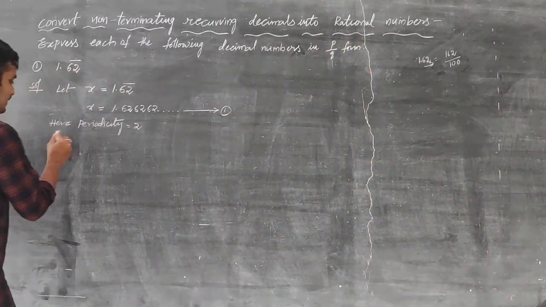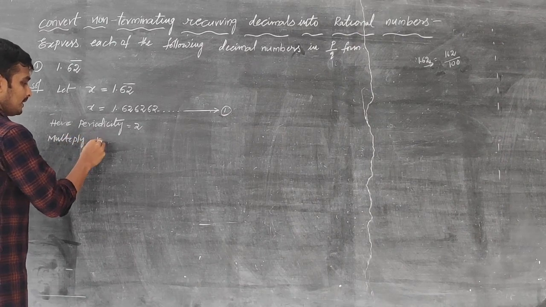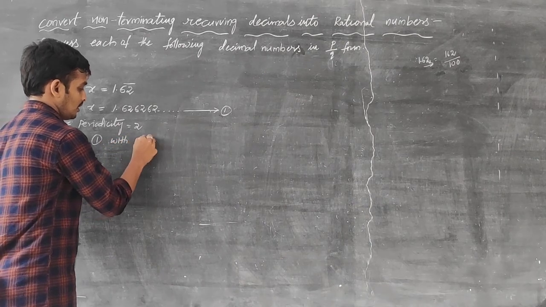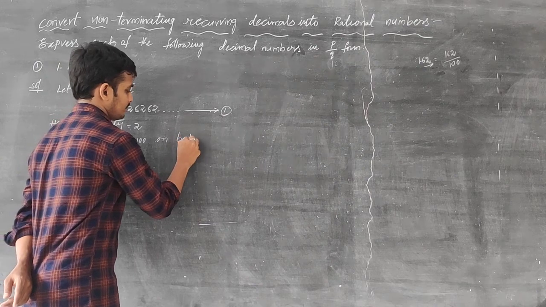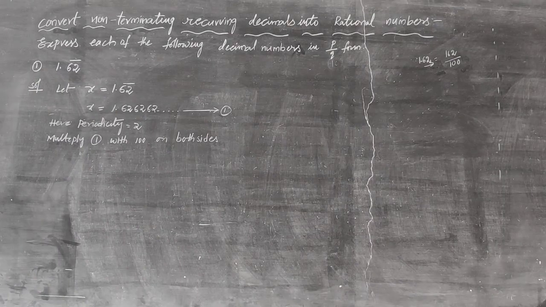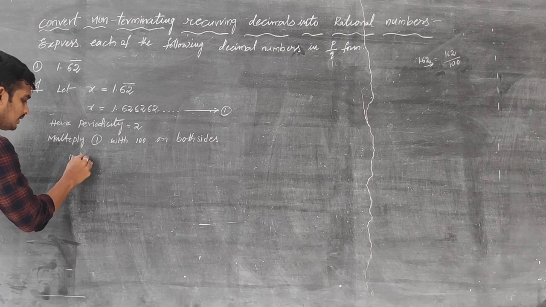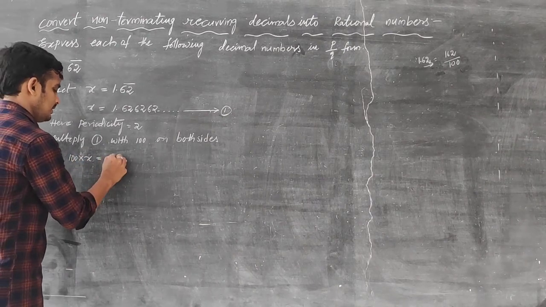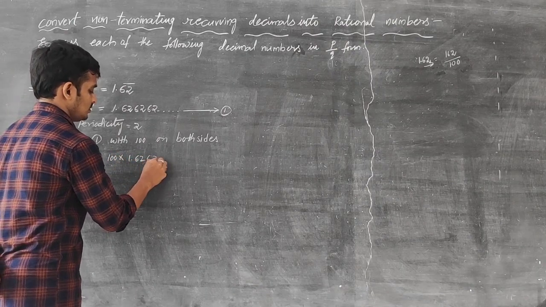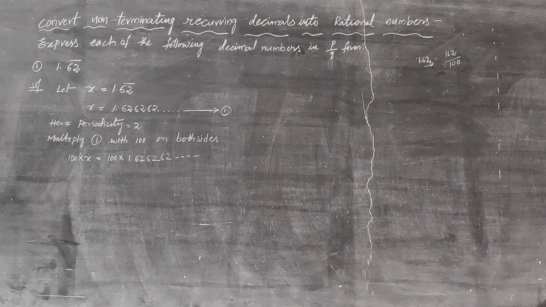So in the same way, multiply equation 1 with 100 on both sides. Not only a single side, we have to multiply the first equation on both the LHS and the RHS. Now we multiply: 100 into x is equal to 100 into 1.6262 and so on. We are multiplying the first equation with 100, that's why I am applying 100.